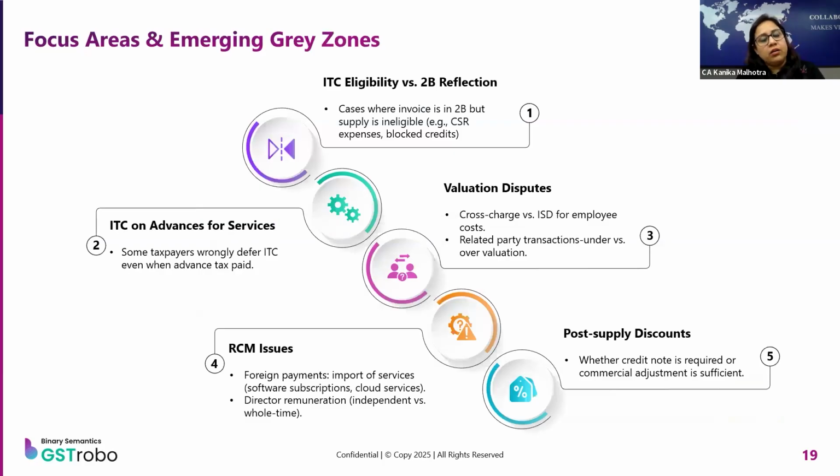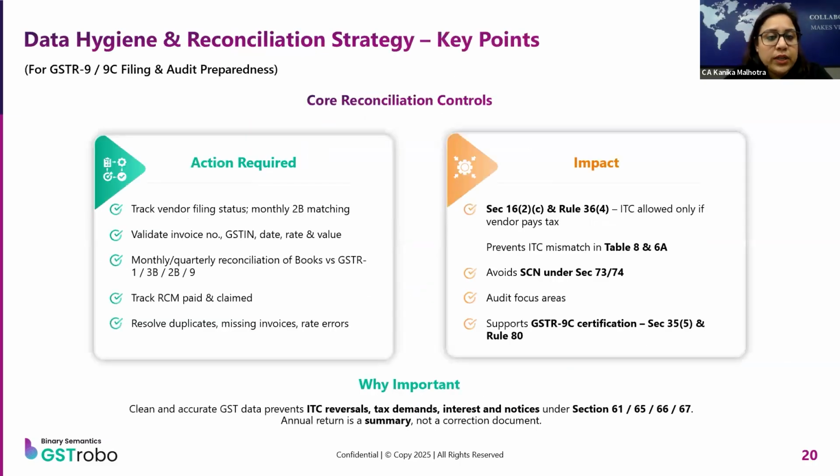So moving ahead, focus areas: I think the eligibilities, the post-supply discounts, because they need to meet some criteria and conditions for you to take that ITC. The RCM issues that we've already discussed previously, and the advances where ITC has been paid on the advances but has not been adjusted. So all these are the gray zones that you need to take note of, and how you can deal with them.